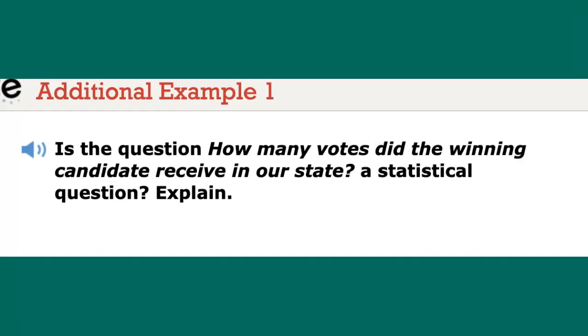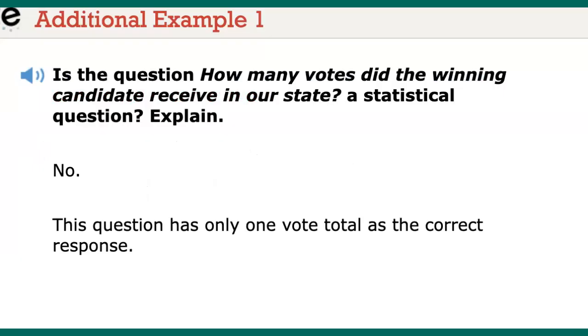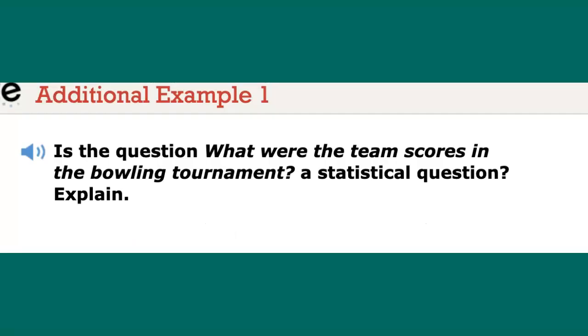Look at this question. Is the question, how many votes did the winning candidate receive in our state? A statistical question? So for this one, it is not. This question has only one vote total as a correct response. So even though they said, oh, he got 60 votes, even though the answer is a big number, it is only one particular answer. Okay? Let's look at this one.